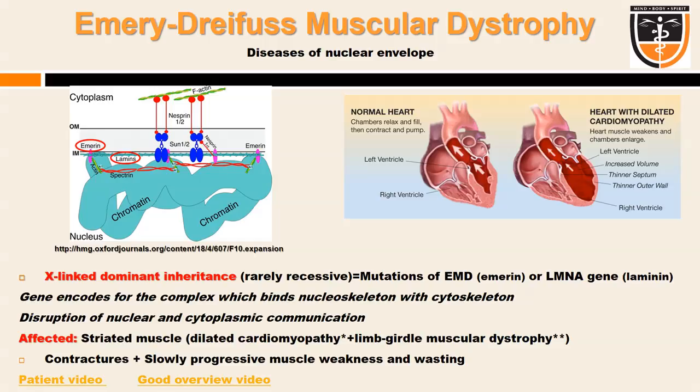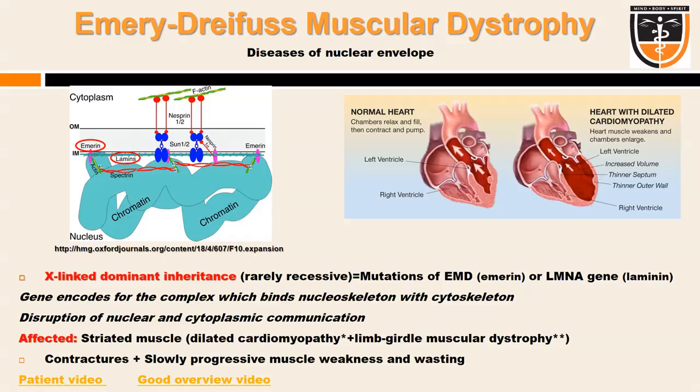Okay. So it's actually a disease of the nuclear envelope, and it affects individuals through X-linked dominant inheritance. What does that mean, guys? X-linked dominant means both males and females will get it: males will get it because they are XY, and females will get it because they are XX, but they have a dominant gene, so they will actually get the disease. It's rarely recessive. It's characterized by a mutation of the EMD and LMNA genes, which produce proteins known as emerin and laminin.